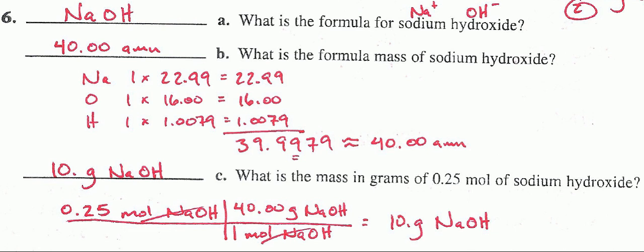B asks, what is the formula mass for sodium hydroxide? Well, now since we know that there's 1 sodium, 1 oxygen, and 1 hydrogen, we'll simply add up all of those masses and, correcting for the appropriate number of significant figures, we will report 40.00 AMU. Then we move on to C.